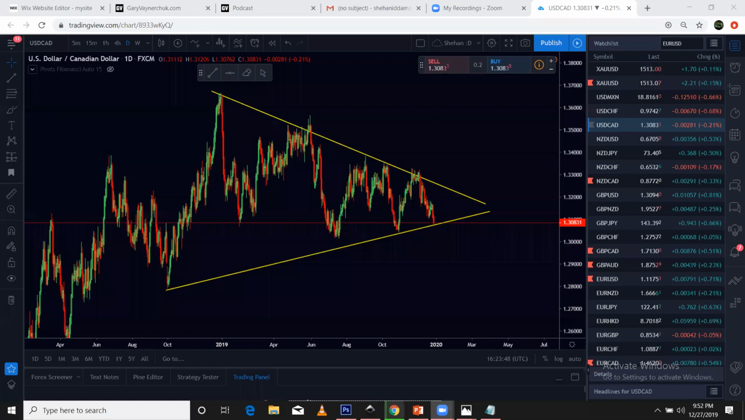Is it trading with triangles? Yes, this is actually a triangle strategy. I'll get to that later: how to identify the next direction. Yeah, I'm going to tell you that.